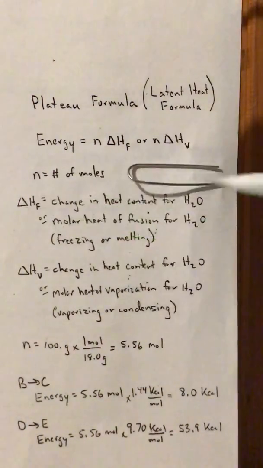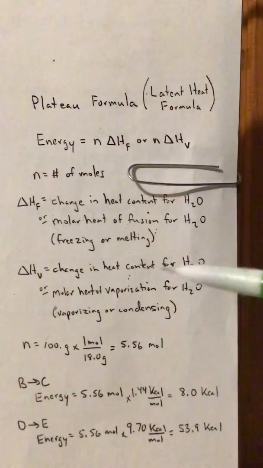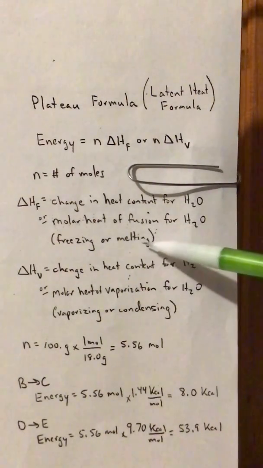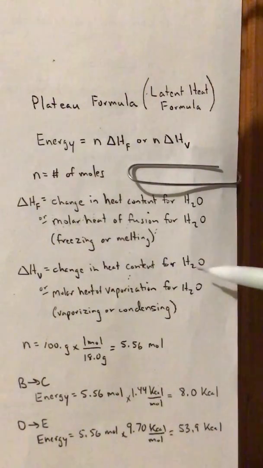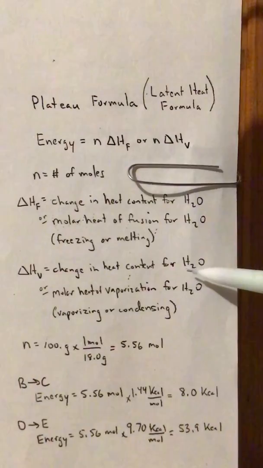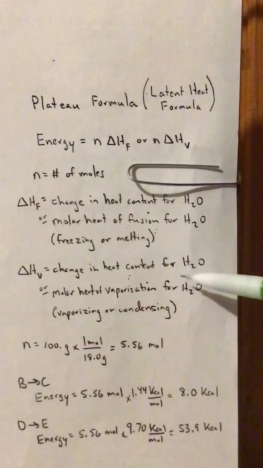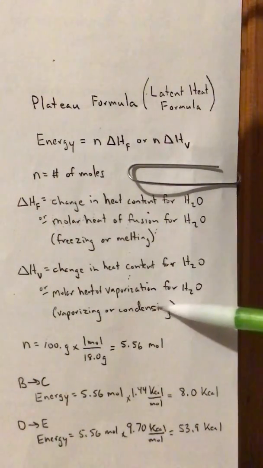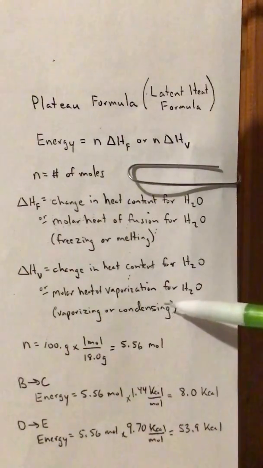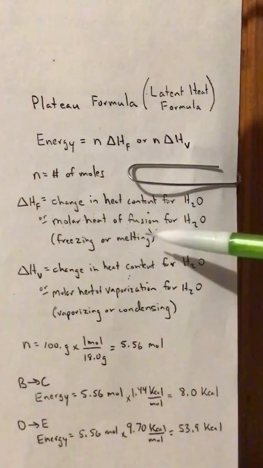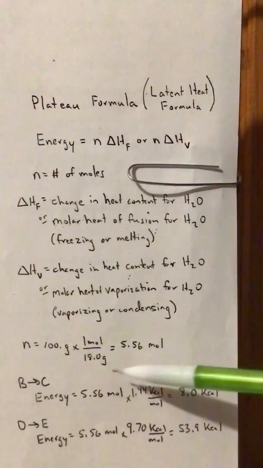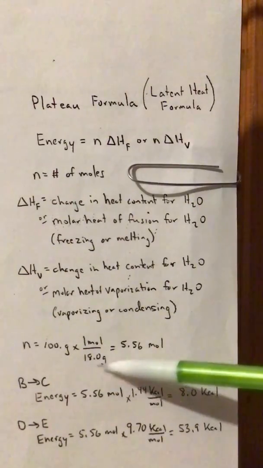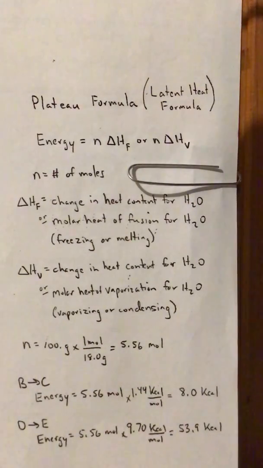So notice my delta HF is the change in heat content, or the molar heat of fusion, which would be freezing or melting. And delta HV is the change in heat content for H2O, or the molar heat of vaporization or condensing. Notice vaporization and condensing have the same amount of energy, but opposite signs. Freezing and melting, same amount of energy, opposite signs. I figure out my moles, 100 divided by the molar mass, which is 18, and I get 5.56 moles.